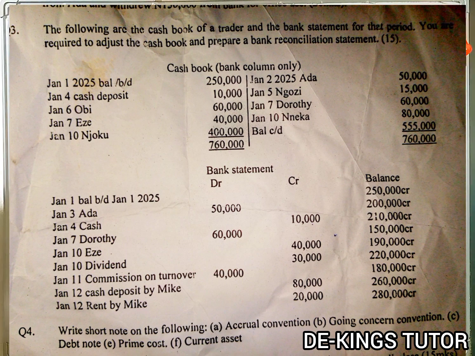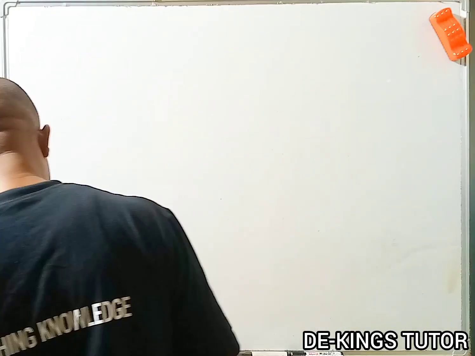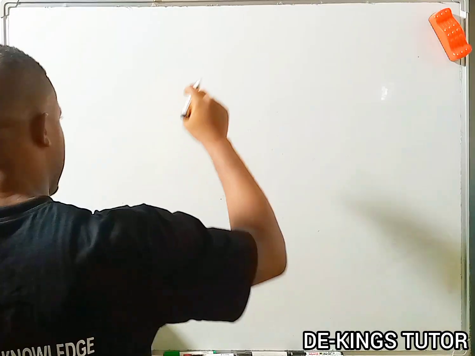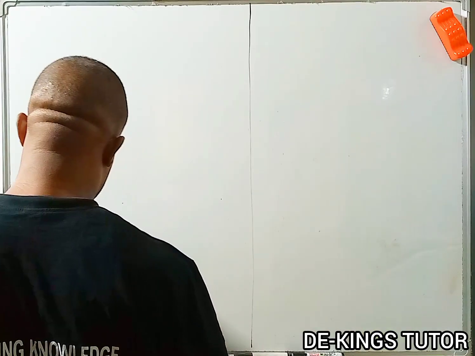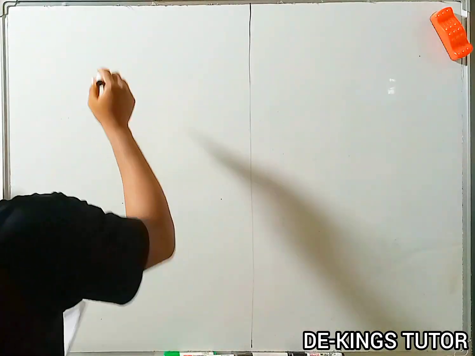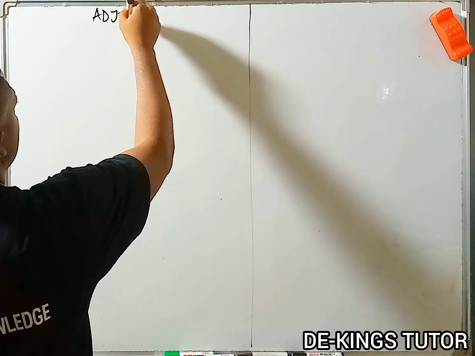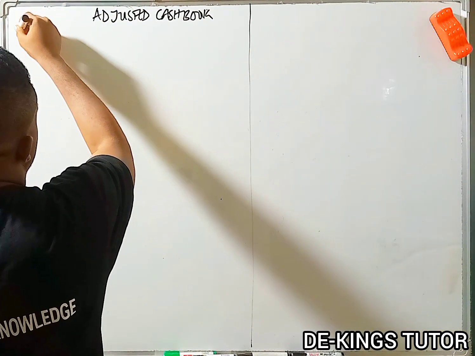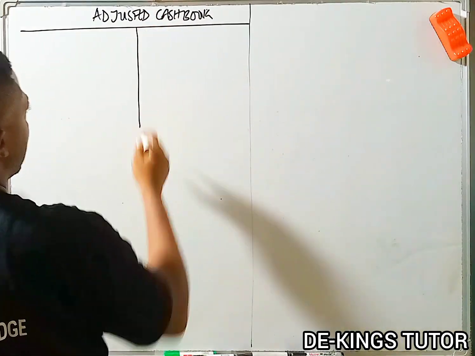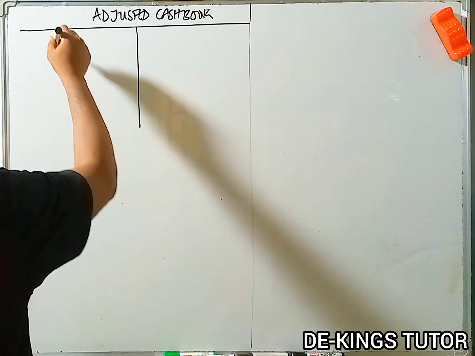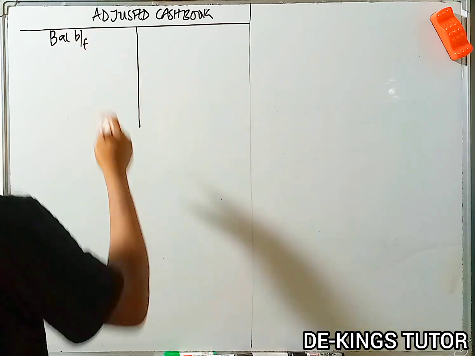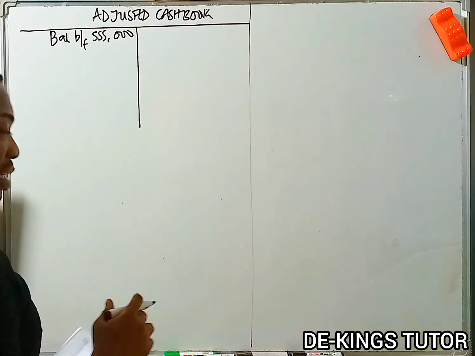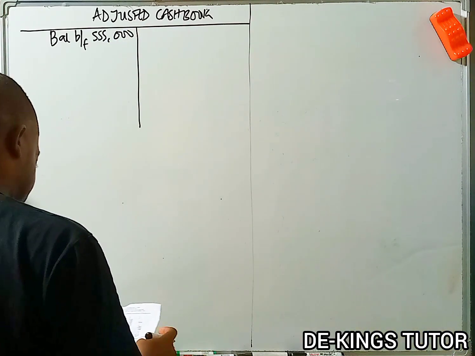So let's prepare the adjusted cash book. The question just said a trader, so they didn't put the name of the owner. So I'm just going to have adjusted cash book. So we're going to have a balance brought forward, or brought down. And the balance brought forward there is 555,000. That's the balance carried down for the cash book in the question. Okay. So that is that.